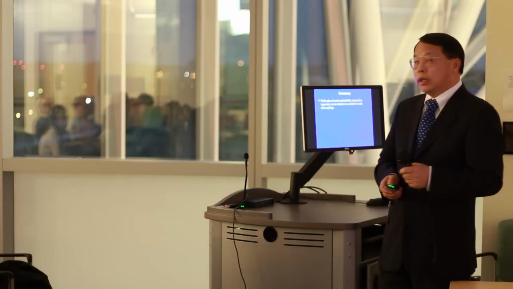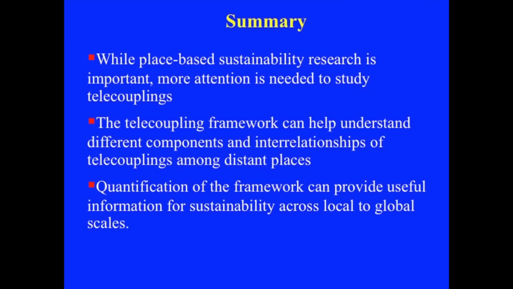So place-based research is important, right? We still need more, but more attention is needed for addressing this telecoupling process. And the framework can help us understand different components and the interrelationships of telecouplings among different distant places. And the quantification of the framework is challenging, but it can provide useful information for sustainability across local to global scales.